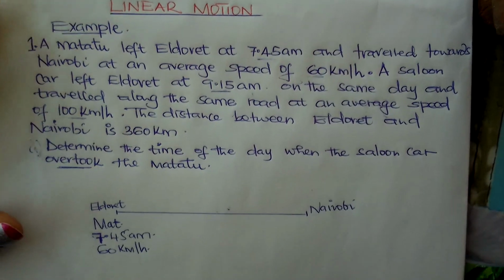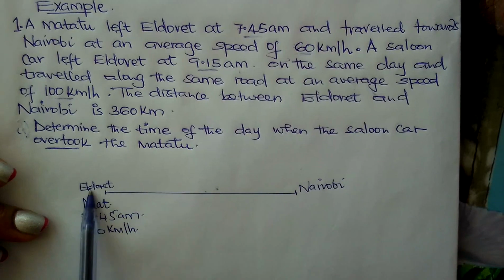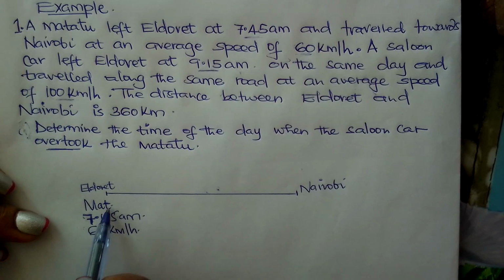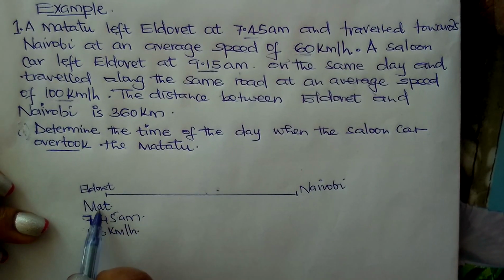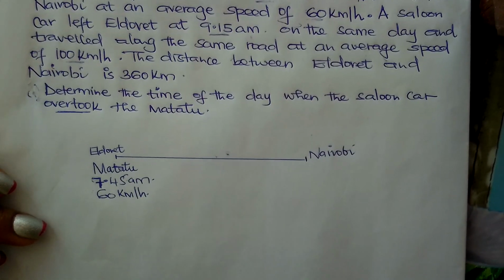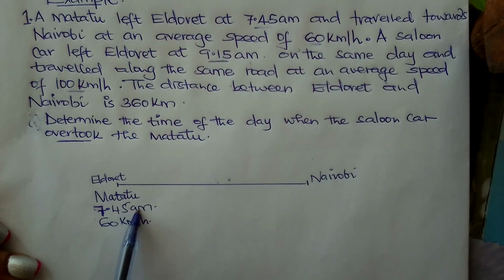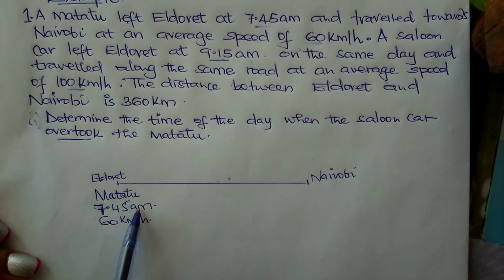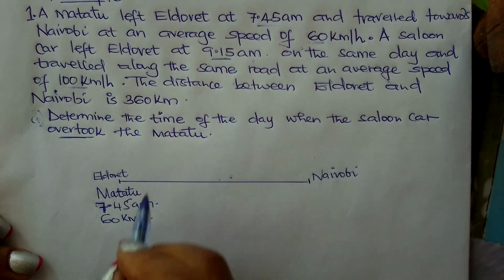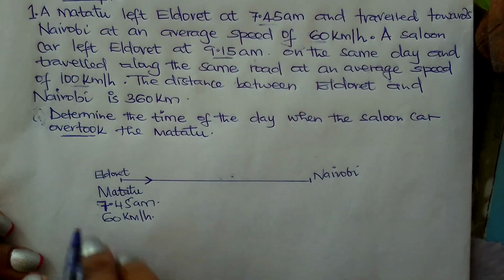So learner, I have already drawn a line for you here to represent the road from Eldoret to Nairobi. Then you come and put your first vehicle here, the matatu. You can write it in full or in short like that. Matatu, it is leaving Eldoret at 7:45 a.m. and traveled towards Nairobi at 60 kilometers per hour. You write those details here. And remember, this matatu is heading towards Nairobi.